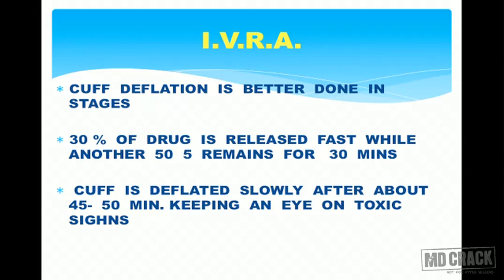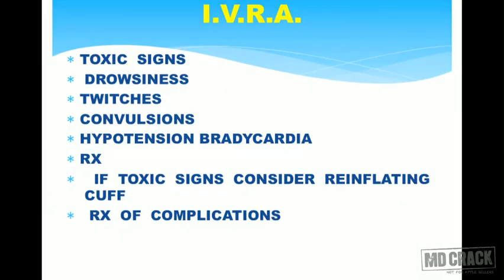Because as I said earlier, 30% of the drug is released fast and made available in the body, and the rest, 50%, is released gradually. If you deflate the lower cuff quite early, it is very probable that this 50% of solution which is gradually released can get access to the intravascular space of other parts of the body, and it can easily reach the heart, causing toxic complications. So always, while deflating the cuff, you should keep watching for toxic signs.